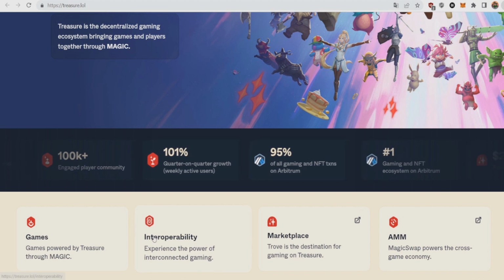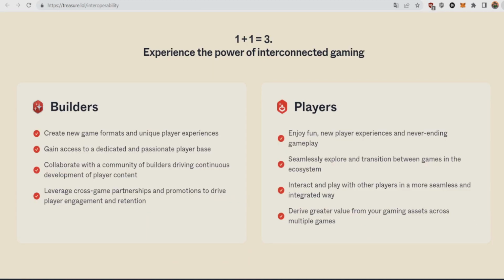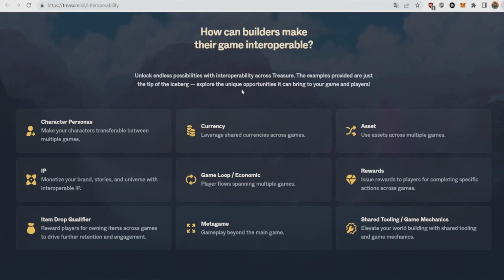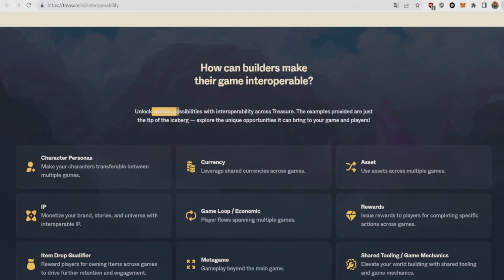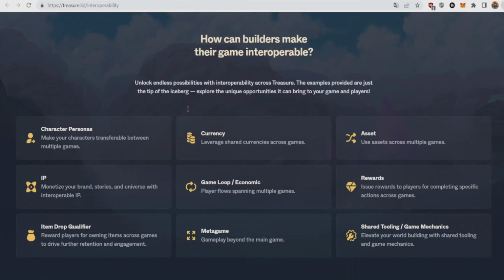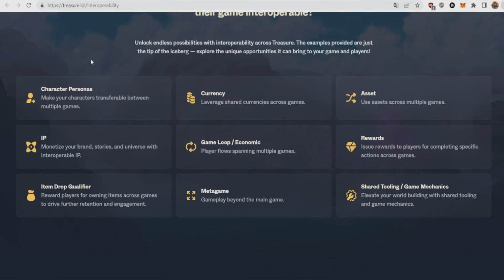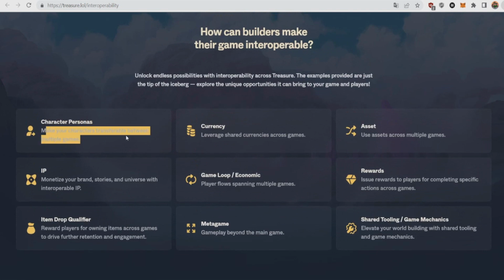But another big thing is interoperability. So basically, what they're doing is experiencing the power of internet-connected gaming. 1+1=3. What this means is that you can unlock endless possibilities with interoperability across Treasure. The examples provided are a tip of the iceberg. So you can actually make your characters transferable between multiple games, leverage shared currencies across games, and use assets across multiple games.